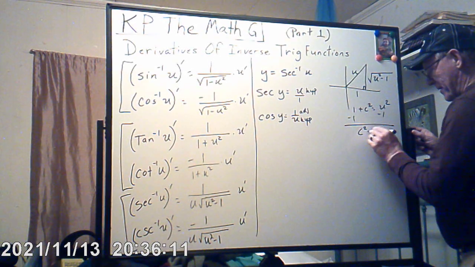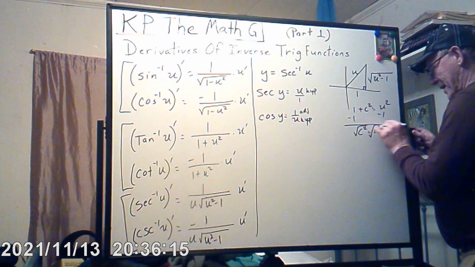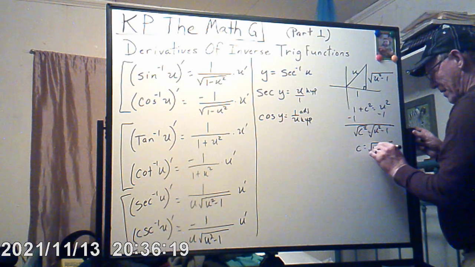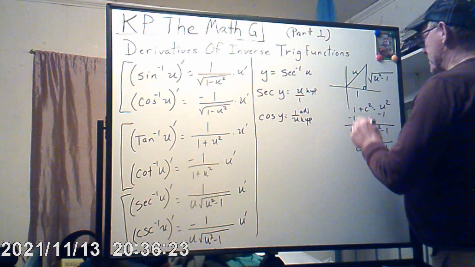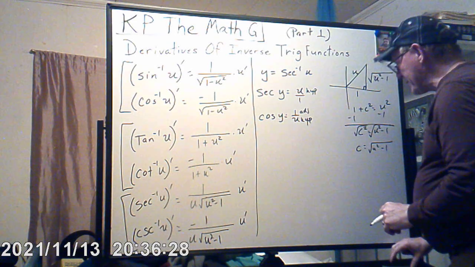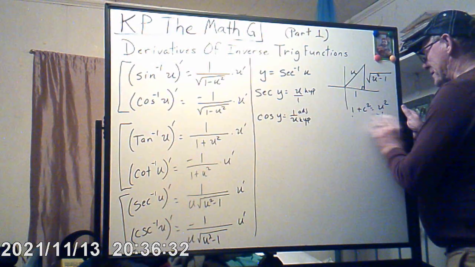You see what's happening here. This is u squared minus 1. Take the square root of both sides, and c is equal to the square root of u squared minus 1. Okay, so we want that. We want to figure that out because we might need to use it, and I have a feeling we will.